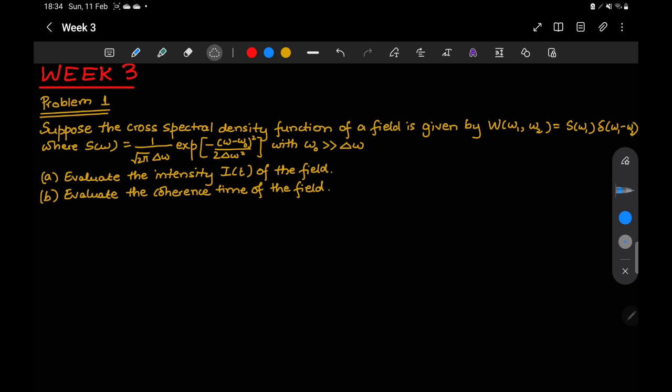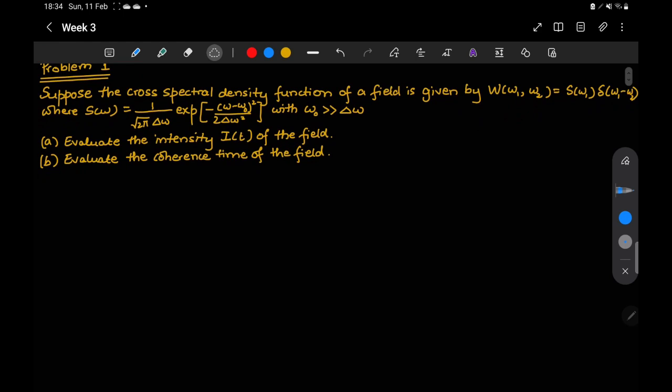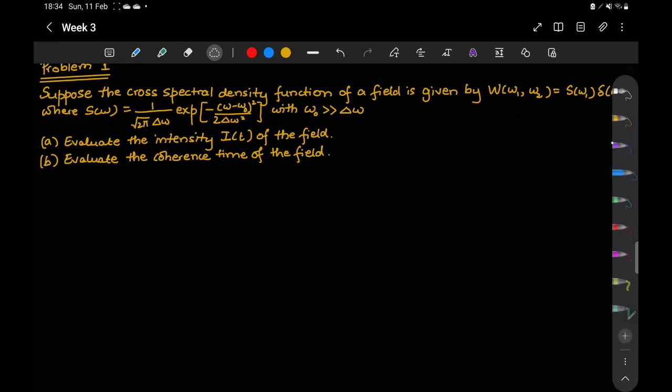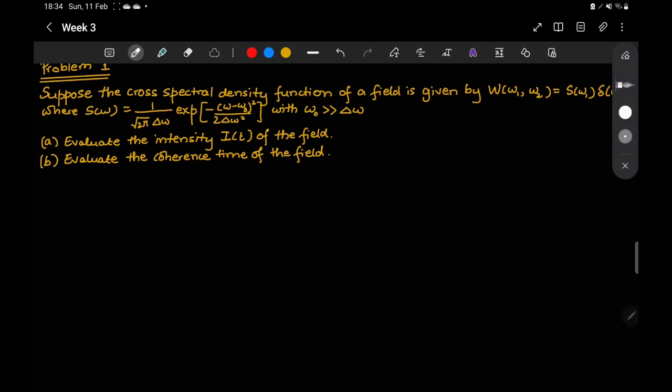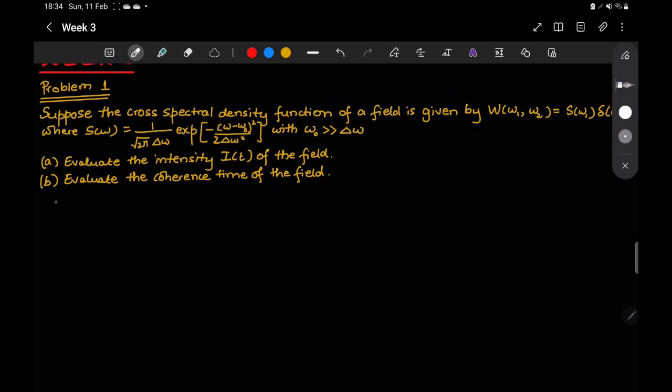Okay, so now that you would have spent a few minutes, let me start solving the question. Okay, I need to get my pen. Let us look at part A. We need to find out the intensity of the field.